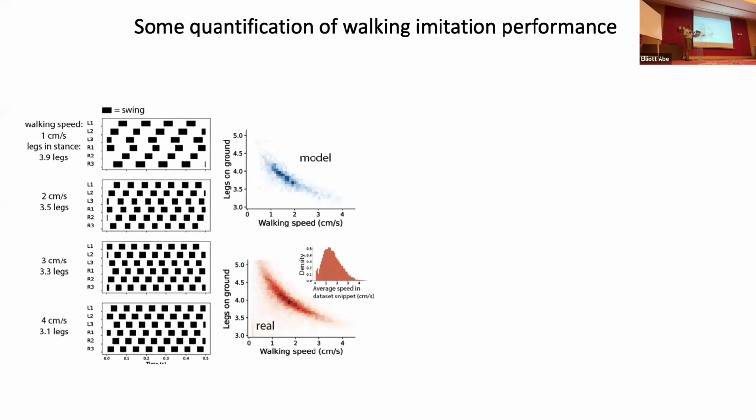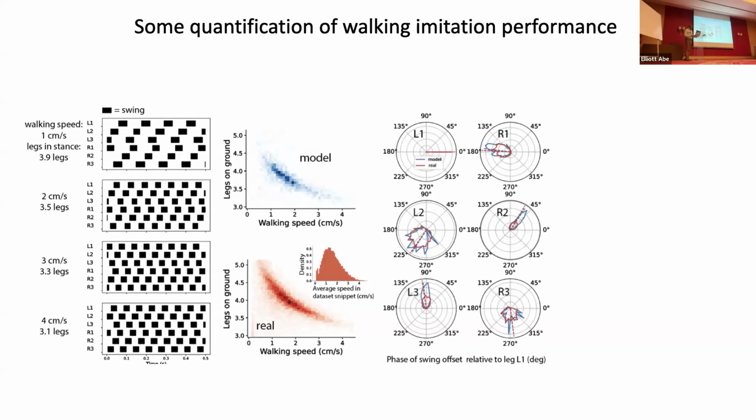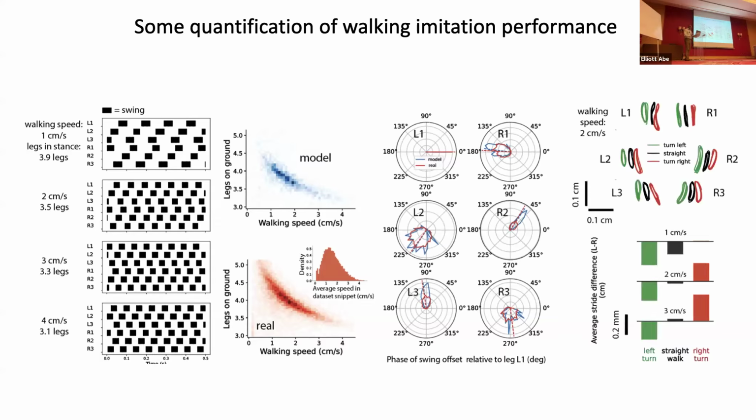And so we looked at, what does our controller do? And it matches really nicely. There are coordination patterns, which is the phase lag between different legs. These are polar plots showing that. Again, there's a good match. We can train these controllers to imitate that really nicely.